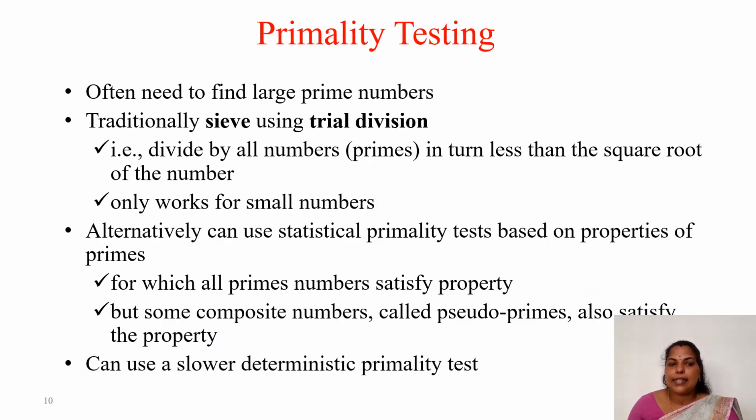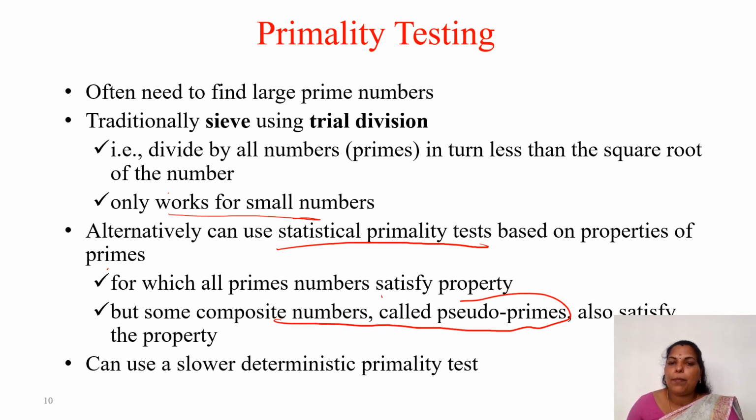Then primality testing. Mainly we need to use very large prime numbers. Traditionally we use trial division, that is, we divide by all primes in turn less than the square root of the number, but it works only for small numbers. So it is not very easy to find a prime number. If we randomly generate something and need to check it, it is difficult. So we use a statistical primality test based on properties of primes, for which all prime numbers satisfy the property, but some composite numbers also do, called pseudo primes.